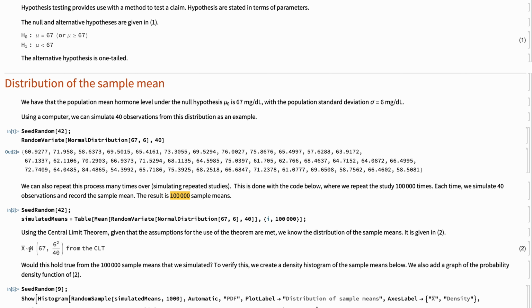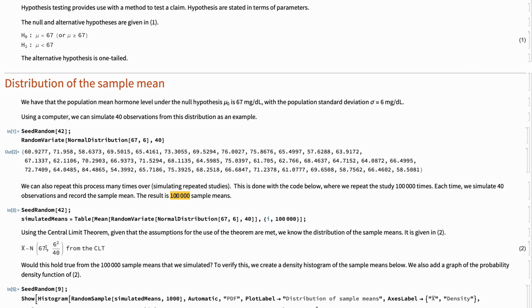X bar is going to be described by the normal distribution with a mean of 67, and then this variance, which is the square of the standard error, so 6 squared over 40. So remember, I'm going to deal with the standard error, so I'm going to square that. The standard error is going to be 6 over the square root of 40. By the central limit theorem, we are going to see that these means have to be distributed like this. But let's have a look at it.